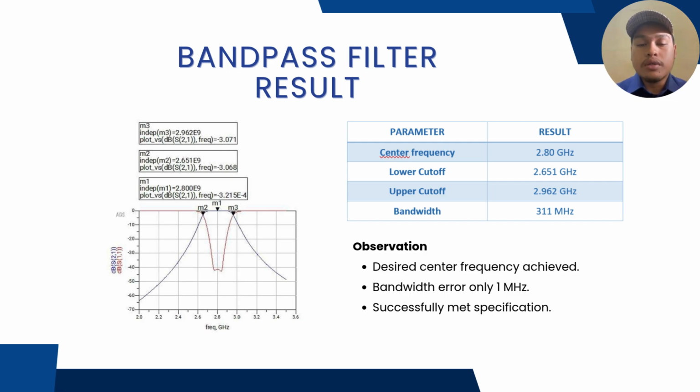Looking at the simulation result, the S parameter plot confirmed that the filter performed excellently. Marker 1 shows the center frequency is exactly at 2.8 GHz. Marker 2 and 3 identify the lower and upper negative 3 dB cutoff frequency at 2.651 GHz and 2.962 GHz respectively. This results in an actual bandwidth of 311 MHz compared to our specification. The bandwidth error is only 1 MHz. This minimal error proves that our design successfully achieved all performance criteria.